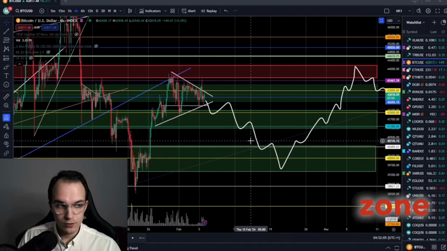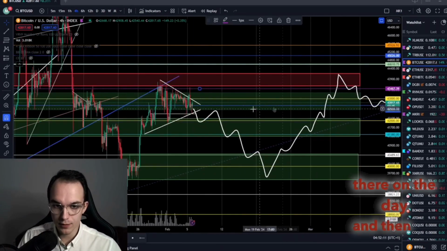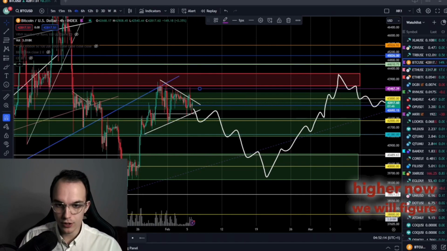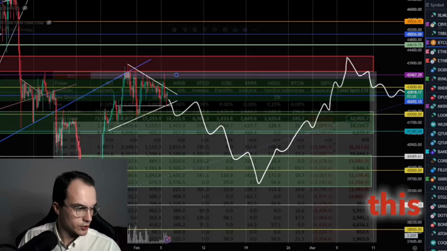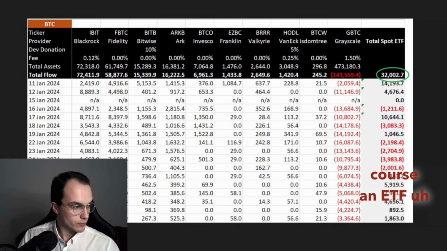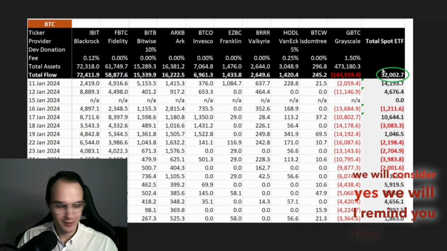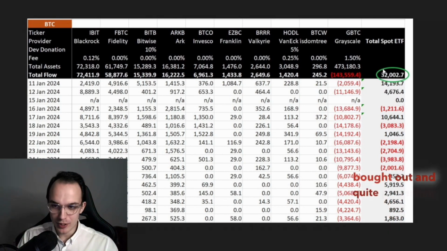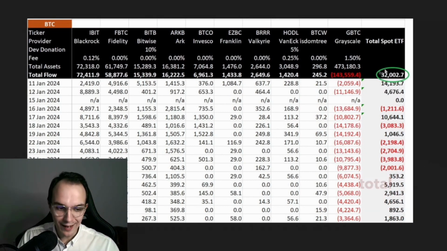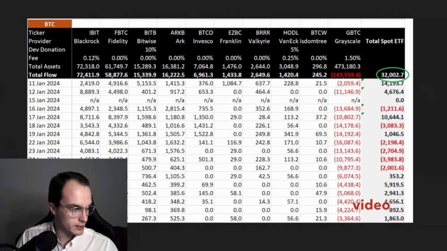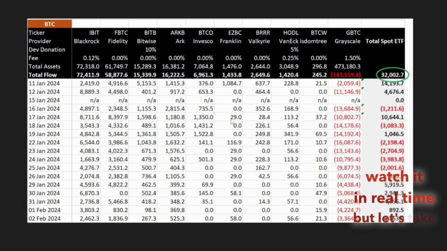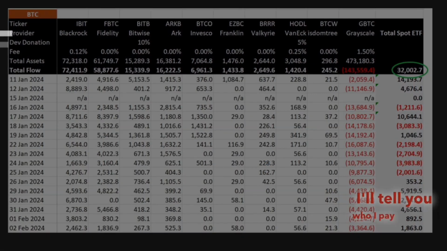But here in this zone on the week, on the day, and then the hike is higher now. We will figure out why, because of what factor this is, of course. An ETF. Let's remove the webcam. We will consider. Yes, we will. I remind you that after all, Bitcoin is bought out and quite powerfully. Yes, then you can see the total amount as of February 2nd purchases is 32,000 Bitcoins. Yes, it's a little bit late with this data. I'll show you in this video where to watch it in real time, but let's take a closer look. Maybe I'll tell you who I pay attention to here.